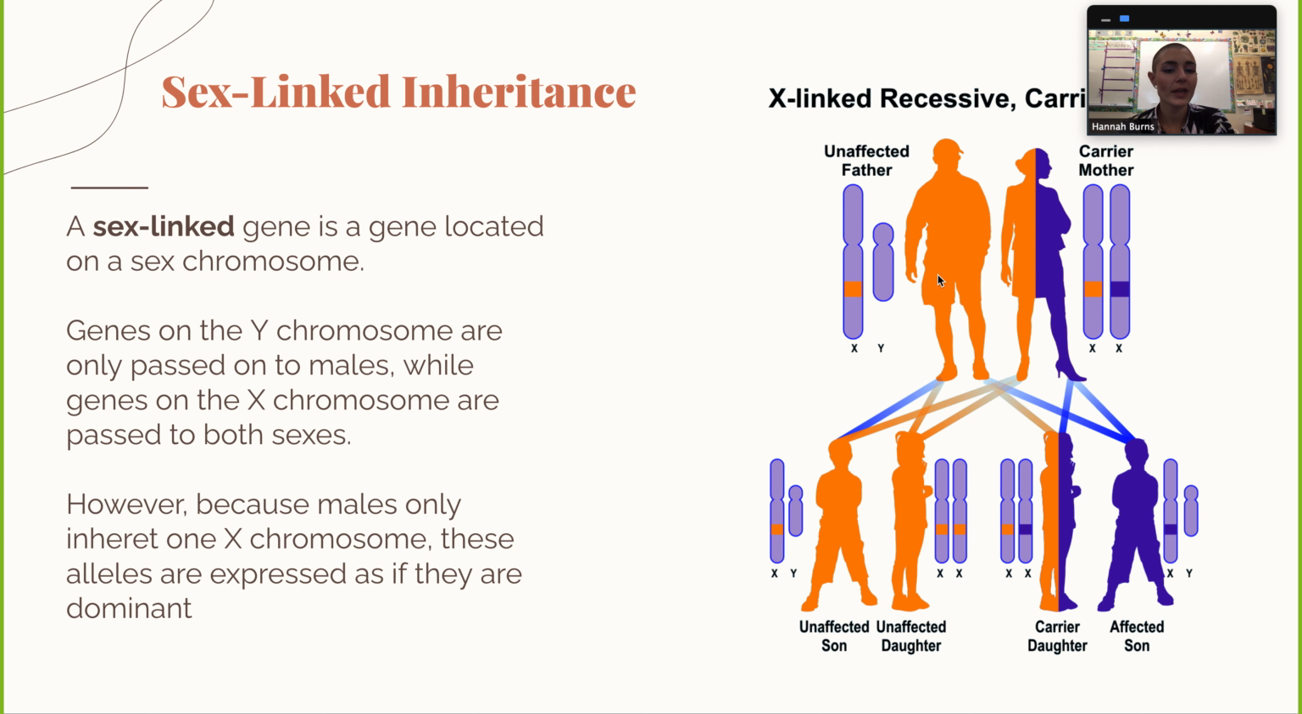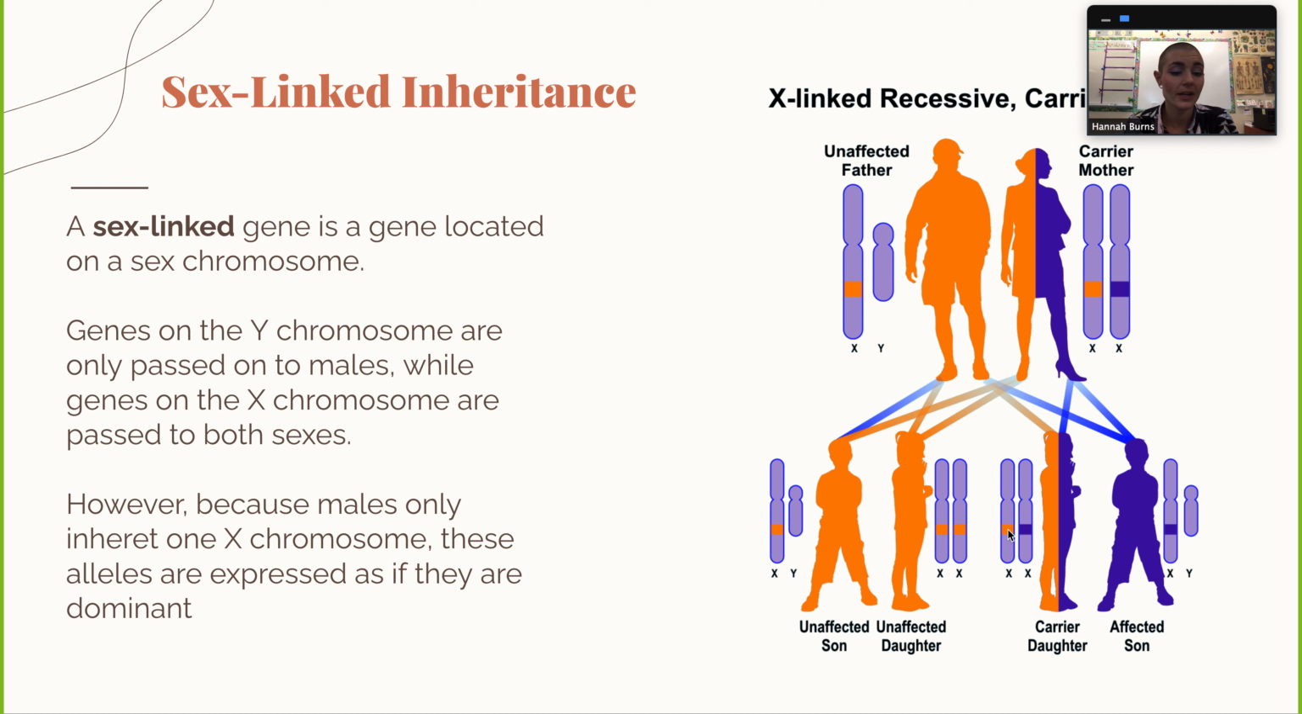So for example, if we have a father who is unaffected, so they have the orange gene, and then we have a mother who carries the recessive gene for purple, but also has the dominant gene for orange. Well, she's a carrier. She's not necessarily showing the recessive trait, but she does carry it, if that makes sense. So then if we look at all of the ways that these different alleles are passed on, we can see that this son inherited the dominant orange, so he's unaffected. The daughter inherited two dominant orange alleles, so she's unaffected.